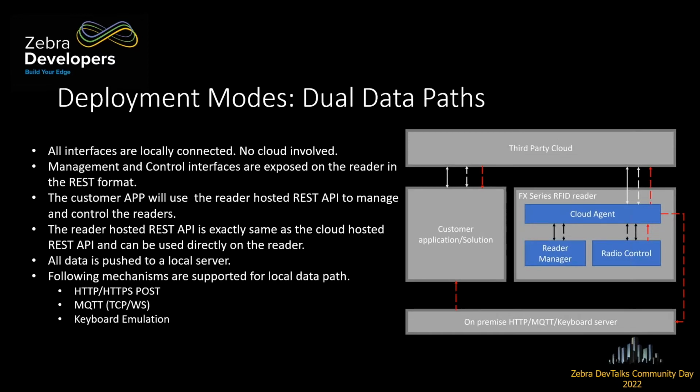All right, so that's the hybrid deployment. The other deployment scenario that is also possible is the dual data path deployment, where, like I said, we support two simultaneous data endpoints. The reader can now be managed and controlled from the cloud, but then you could have the data going out to the cloud as well as to a local server. The local server can again be HTTP, MQTT, or keyboard.